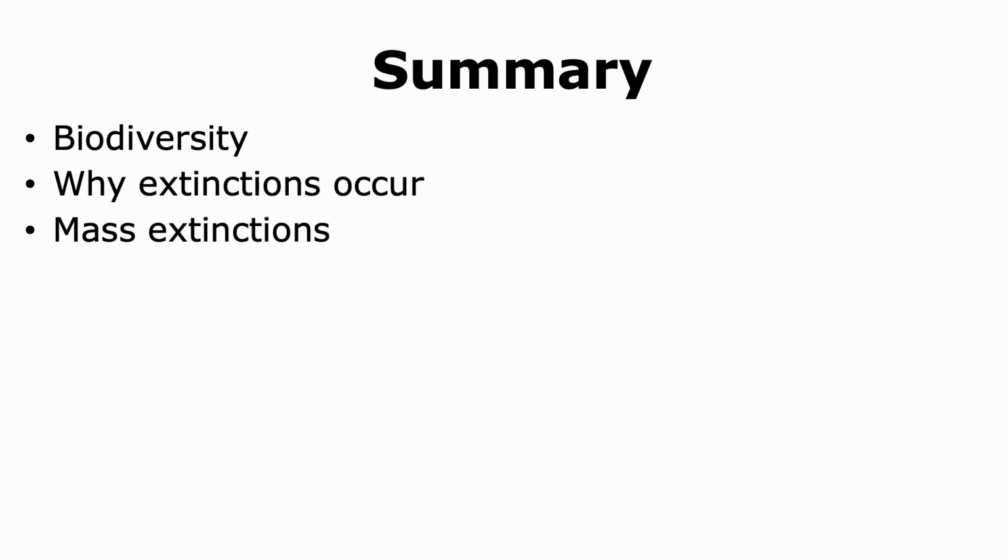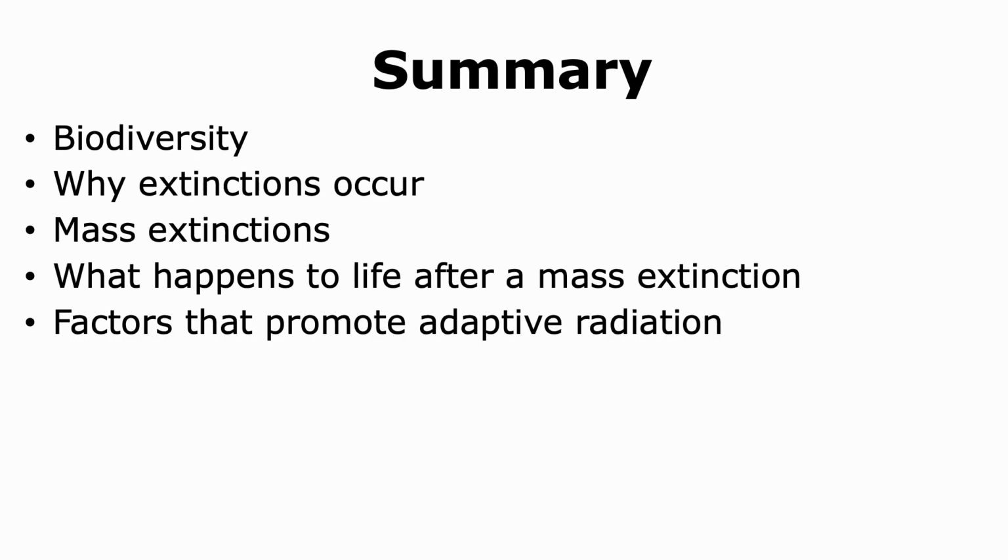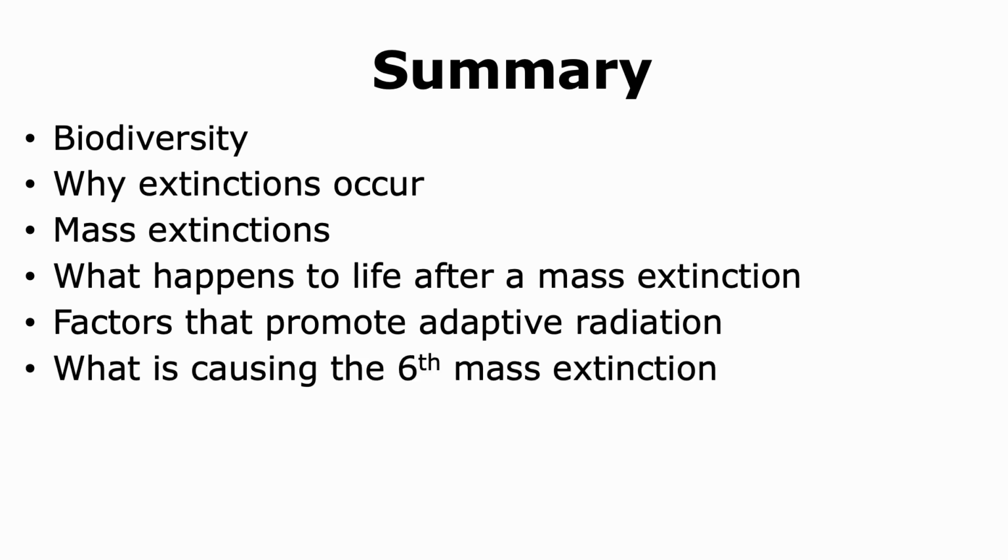With this, we come to the end of our talk, where we learned about biodiversity and why some organisms become extinct. We also learned about mass extinctions and what happens to life after a mass extinction event. We learned about how adaptive radiation can occur after mass extinction and other factors that can promote adaptive radiation. We also learned about the 6th mass extinction event and what is driving this event.